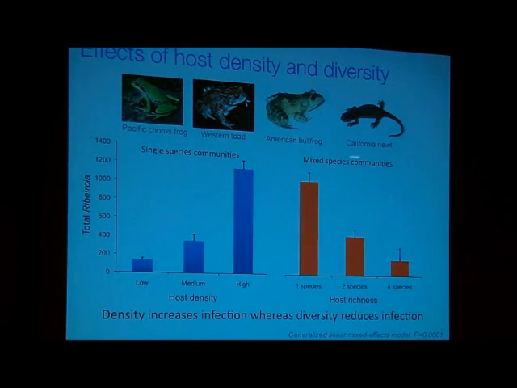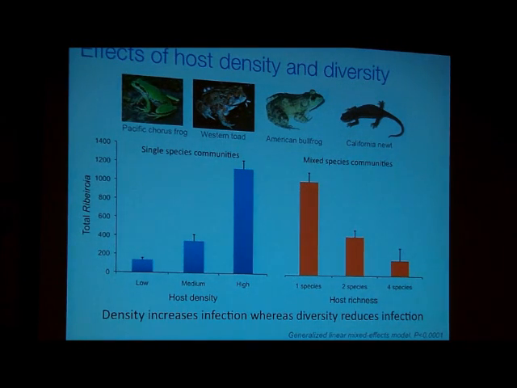And then more interestingly, here's the data for species richness. So we go from 1 species to 4, following the patterns that we see in the field. And you can see there's this pretty sharp reduction in infection success.